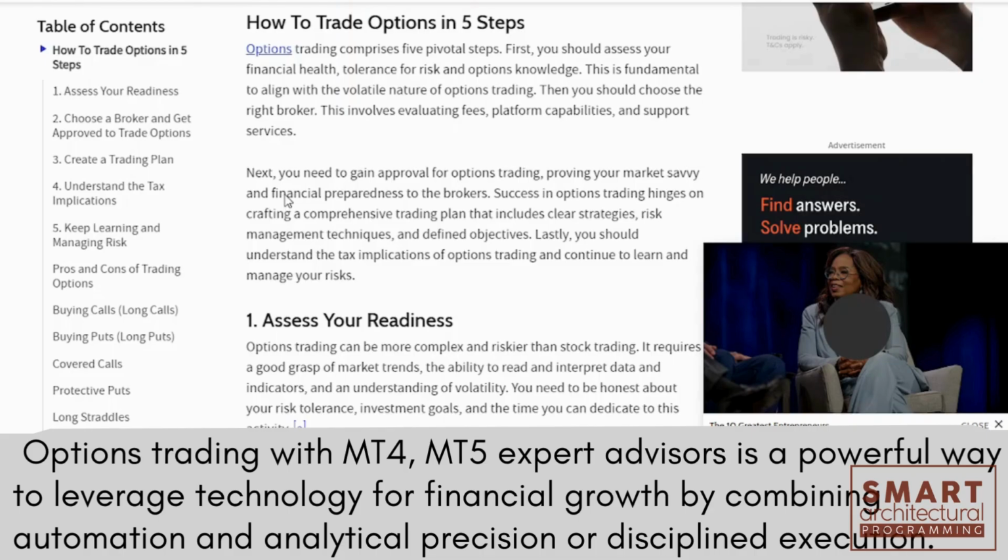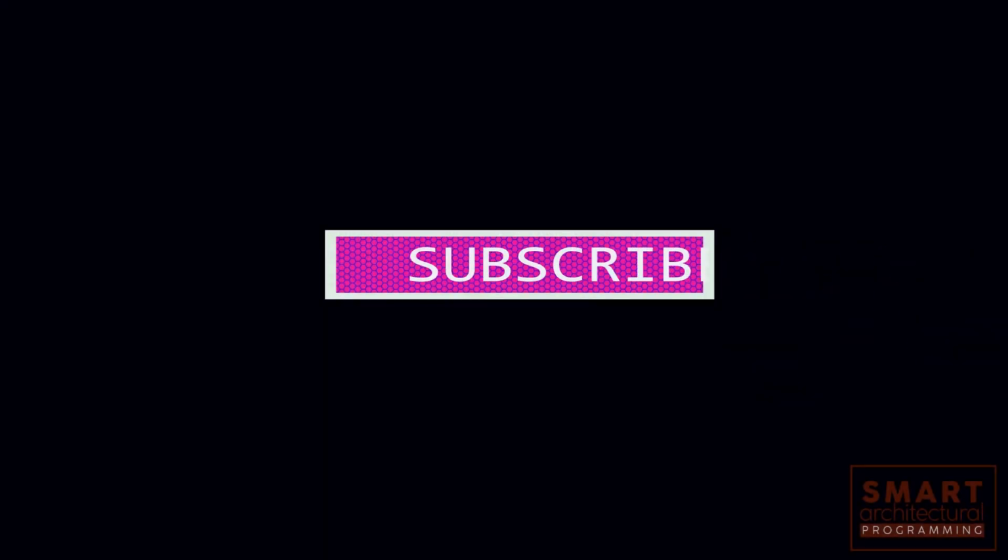Options trading with MT4, MT5 expert advisors is a powerful way to leverage technology for financial growth. By combining automation and analytical precision with disciplined execution, traders can unlock new levels of efficiency and profitability. To succeed, traders should continuously refine their EAs based on market feedback, stay informed about market developments and adapt strategies accordingly, and use risk management tools to protect capital and ensure sustainable growth. With dedication and the right tools, EAs can transform the way traders approach options trading, offering both flexibility and scalability in trading endeavors.